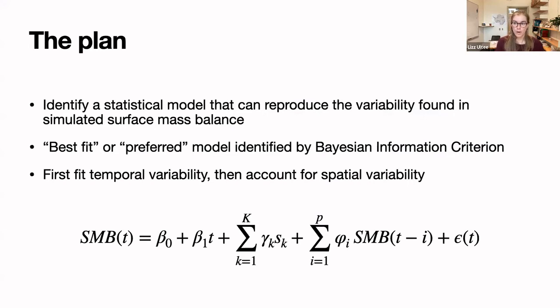So the plan of what we're going to tackle here is to identify a statistical model that can reproduce the variability found in simulated surface mass balance. We're going to identify a best fit or preferred model using the Bayesian information criterion. This is commonly applied for model fitting, and it tests both goodness of fit and penalizes overfitting. So making sure that you don't have more parameters than you need to fit the data that you have. We're first going to fit temporal variability, and then we'll account for spatial variability, which I will discuss later on. Okay, so this equation here at the bottom, I'm now going to gloss.